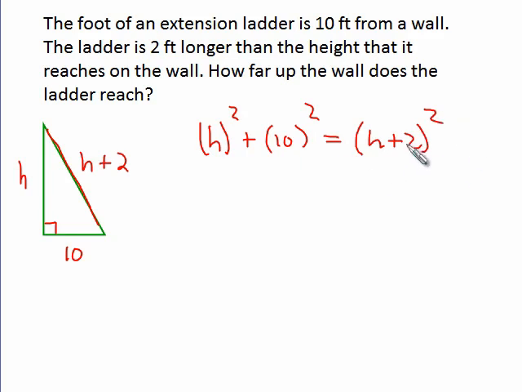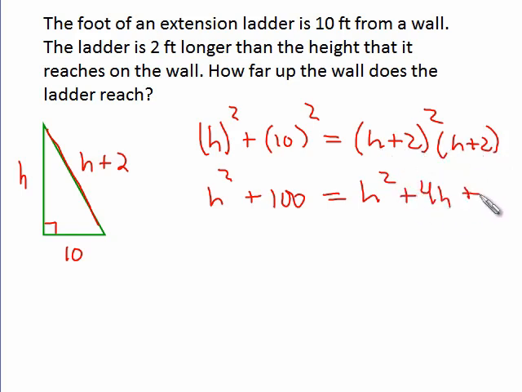So to solve this, I have to simplify it first. So this is just h squared. 10 squared is 100. And then I have to actually FOIL this out, or distribute it out, giving me h squared, 2h and 2h is 4h, plus 2 times 2 is 4. Remember, you can't distribute a power across this plus or minus, or you'll be missing your middle term. You actually have to distribute it out longhand.